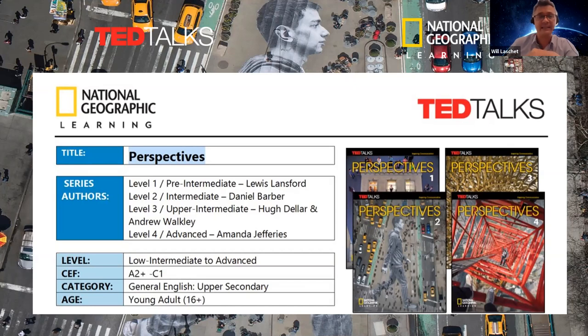We can see that Perspectives is four levels, from pre-intermediate to advanced, or from A2 to C1 level. It is aimed at young adults, so from 16 plus. It's perfect, as I mentioned earlier, for upper secondary or for university. This is an integrated four skills program. The whole point about Perspectives, as is suggested by the name, is that it picks one theme and then approaches that theme from different angles or different perspectives. So it's encouraging students to think differently about topics which maybe they are familiar with but only think about from a narrow point of view, or maybe topics they've never thought about before.